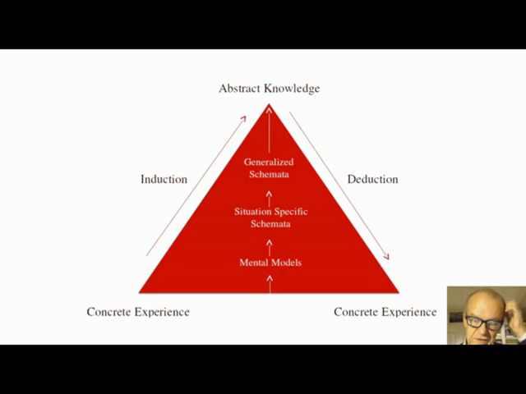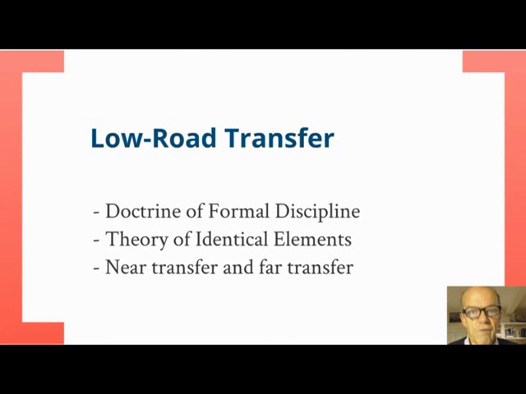Okay, we are now going to discuss in more detail the two types of transfer. First, low road transfer. Back in the 19th century, teachers thought that teaching subjects like Latin and logic and mathematics helped children and students to think in a more rational, more sound way, in all kinds of application situations. So these formal disciplines like Latin and logic were supposed to provide a sort of transfer effect in all kinds of everyday situations where you have to reason.